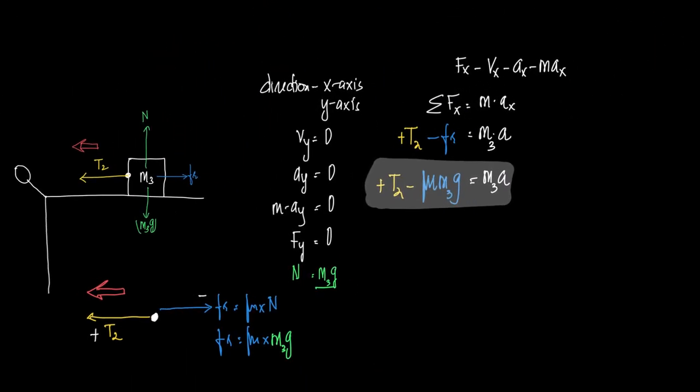Now for the third block, no tension here, only friction acting here. Sigma Fy is 0, and N is equal to m3g. So we'll actually have to mention the sigma F here, right? That would be more correct. Sigma Fy equal to 0, and N is equal to m3g. Fr is equal to mu N, which is mu m3g. Along the direction of motion, T2 is acting, and against the direction of motion is Fr. So plus minus, third equation.